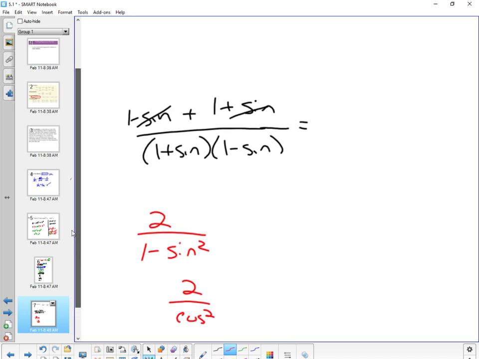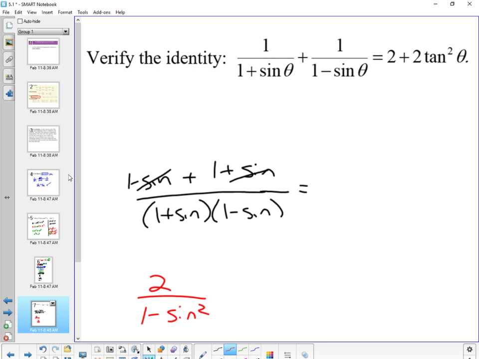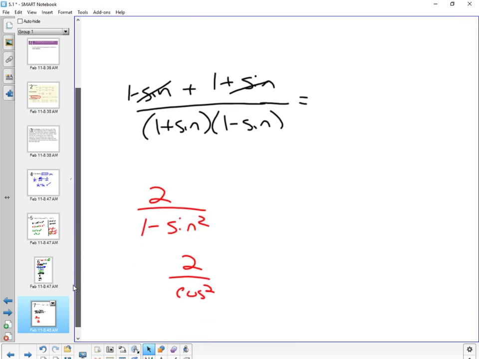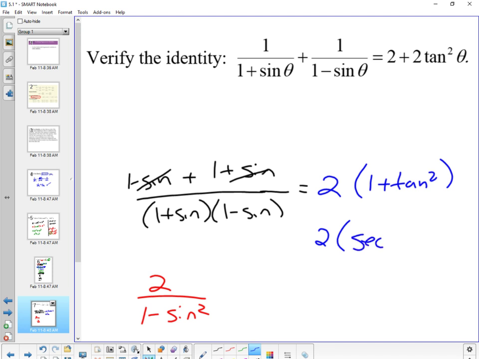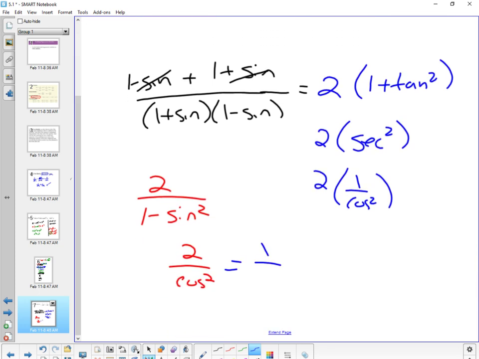Okay, so here, I hate having to do this, but we're going to have to manipulate the other side here. Because we've broken this down into its simplest form, we're going to have to do the same thing on that side. So over here, you're going to have to factor out a 2. That's going to leave you with 1 plus tangent squared. That means this is equal to 2 secant squared, which is 2 times 1 over cosine squared, which is the same thing as what we had.